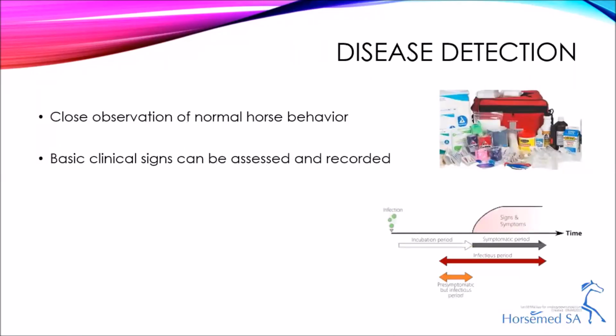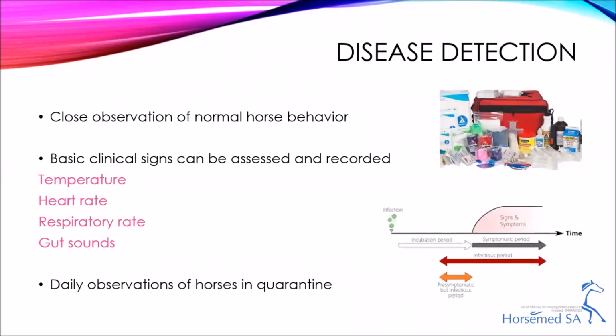So this is very brief disease detection. It's not really biosecurity, but it is important when thinking about isolation. I think the most important thing that you can do is know normal horse behavior and closely observe that. So if the horse isn't eating or drinking or pooing, that's a sign that something's going wrong. Now, basic clinical signs that I think every horse owner should be able to do, and that's again another topic, temperature, heart rate, respiratory rate, and gut sounds are good as well. So it is really handy to have those things. And I think a bare minimum for a horse in isolation or quarantine is a temperature once a day.